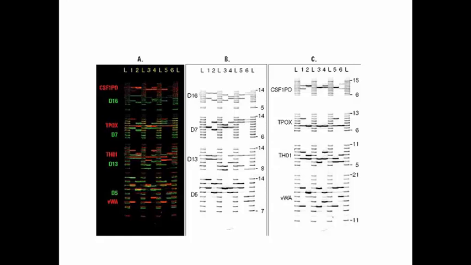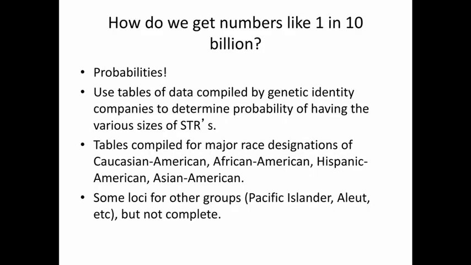So there are data tables that were compiled by genetic identity companies like Promega that determine the probability of having each of these numbers of repeats in these short tandem repeats. And there are tables for different major race designations. So you can have some probabilities if you're Caucasian American, African American, Hispanic American, Asian American, etc. Some other groups they're working on, but they have pretty good tables for the major race designations.